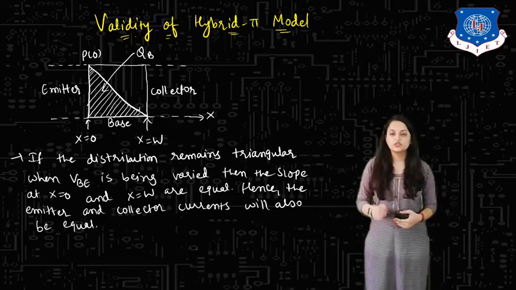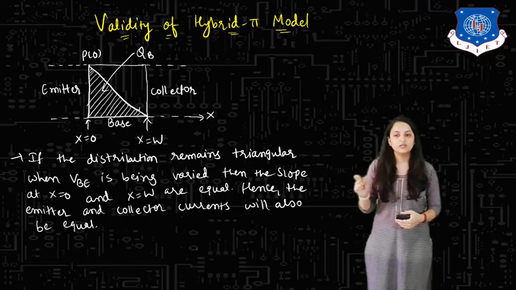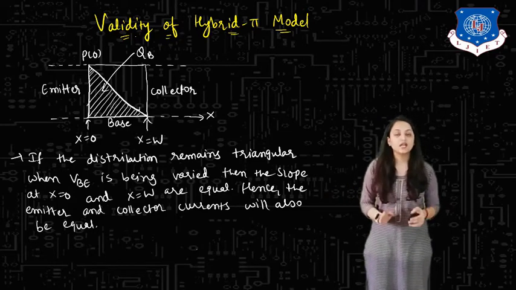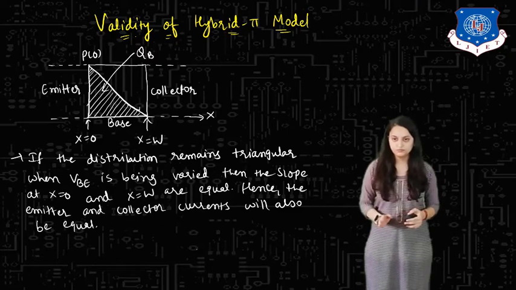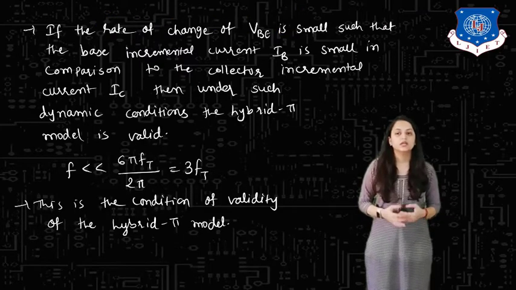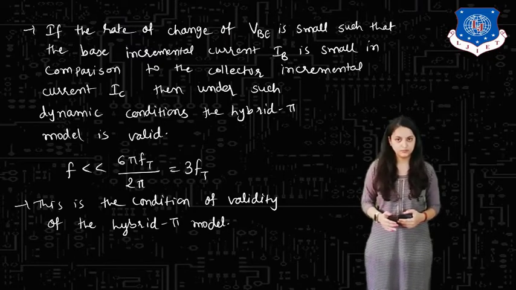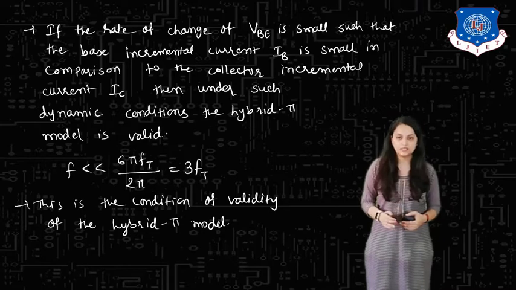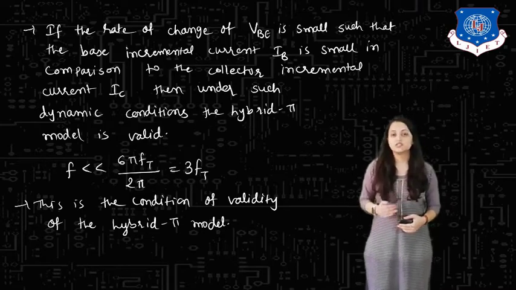And if the distribution remains triangular when VBE is varied, then the slopes at x equals 0 and x equals W are equal. Hence the emitter and collector currents will also be equal. This is the range where the validity of hybrid pi model exists. Now, if the rate of change of VBE, that is the voltage across base and emitter terminal, is small, such that the base incremental current IB is small in comparison to the collector incremental current IC, then under such dynamic conditions, the hybrid pi model is valid.